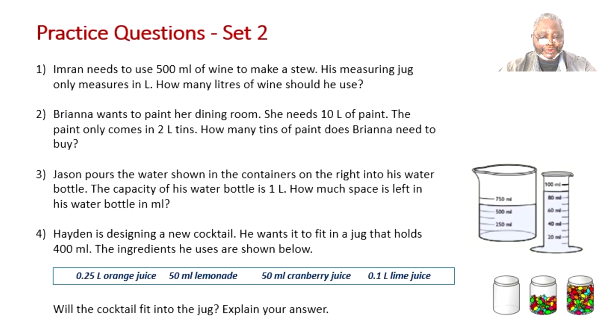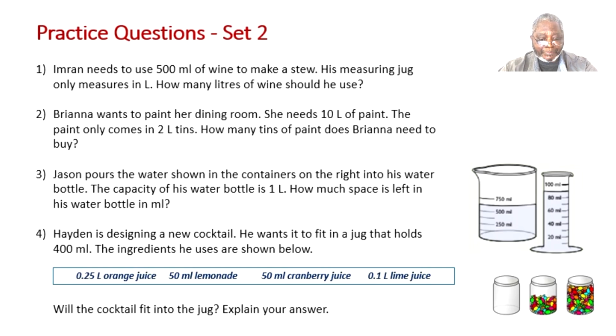Imran needs to use 500 ml of wine to make a stew. His measuring jug only measures in liters. How many liters of wine should he use? Note he only has a measuring jug that only measures in liters.